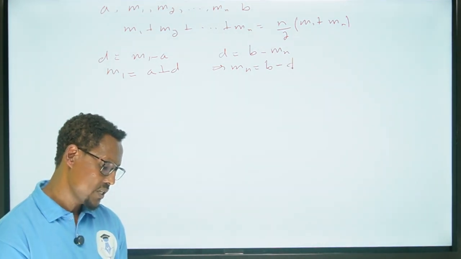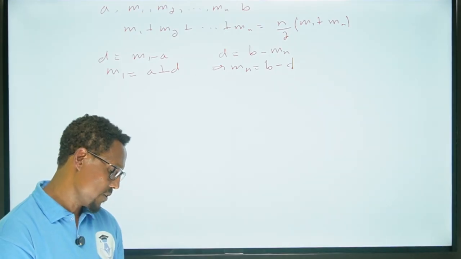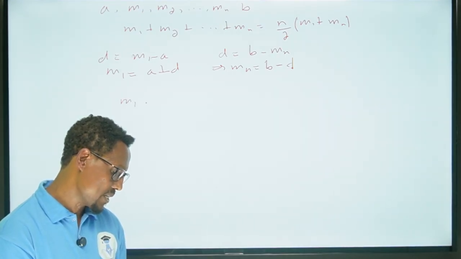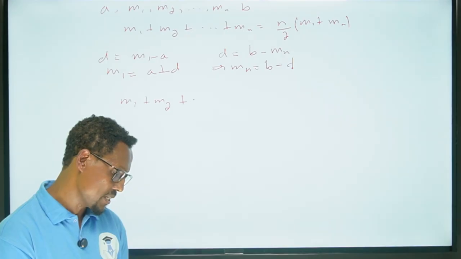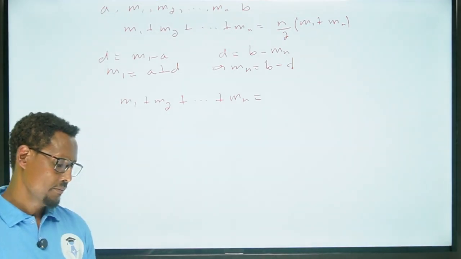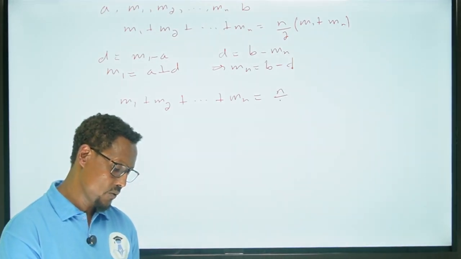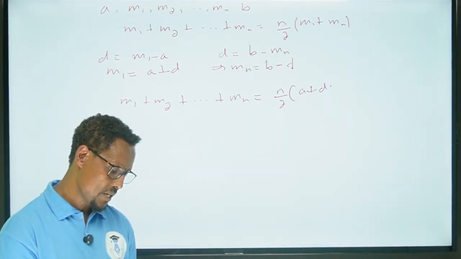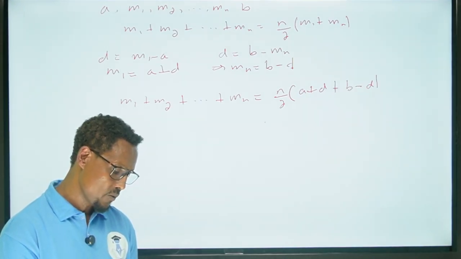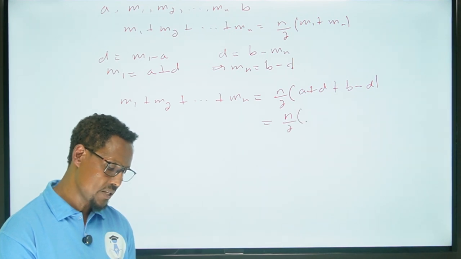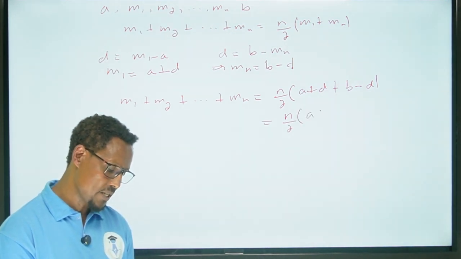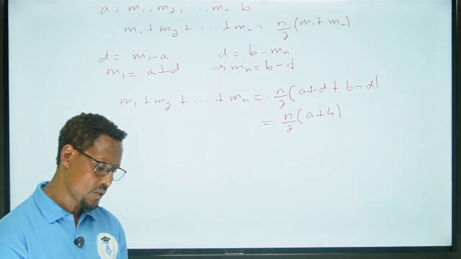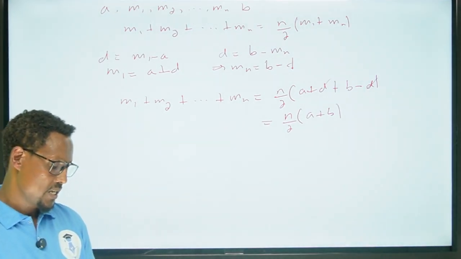Therefore, the sum of the first terms M1 plus M2, the arithmetic means, plus Mn is equal to n over 2 times what is M1? M1 means A plus D, plus Mn. Mn means B minus D, which means n over 2 times D minus D is 0, A plus B, because D minus D is 0, A plus B.